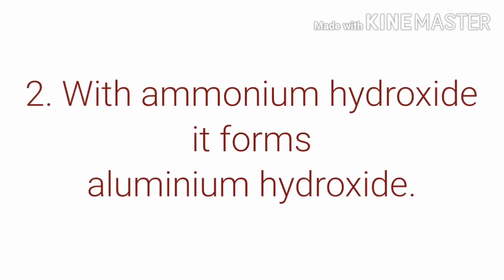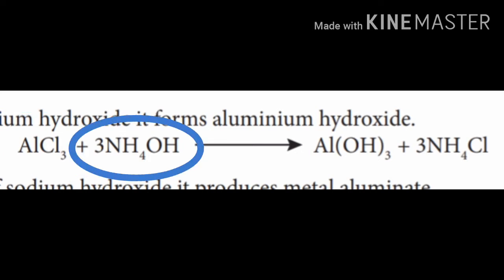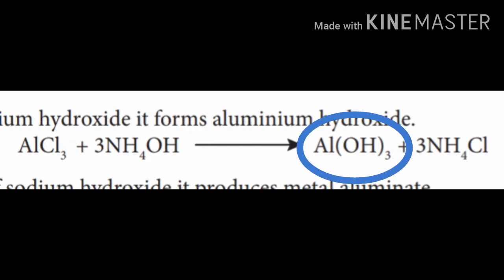Second property is with ammonium hydroxide, it forms aluminium hydroxide. See the equation. This is aluminium chloride AlCl3 plus NH4OH, this is ammonium hydroxide. We will get aluminium hydroxide Al(OH)3 plus NH4Cl, that is ammonium chloride.